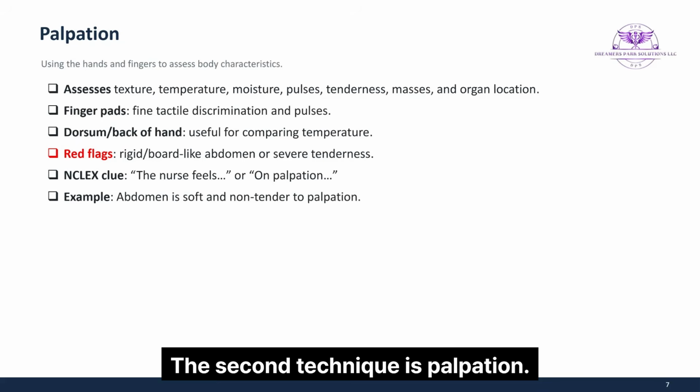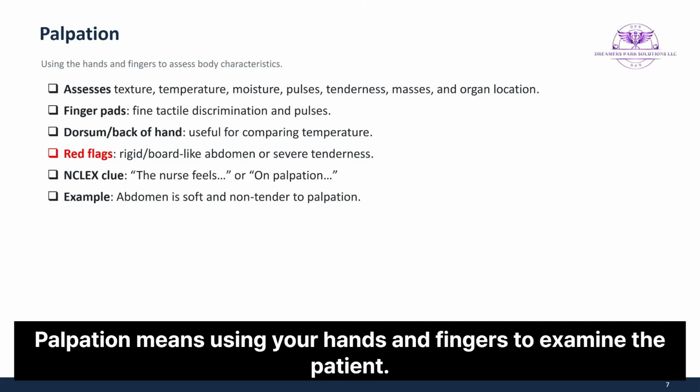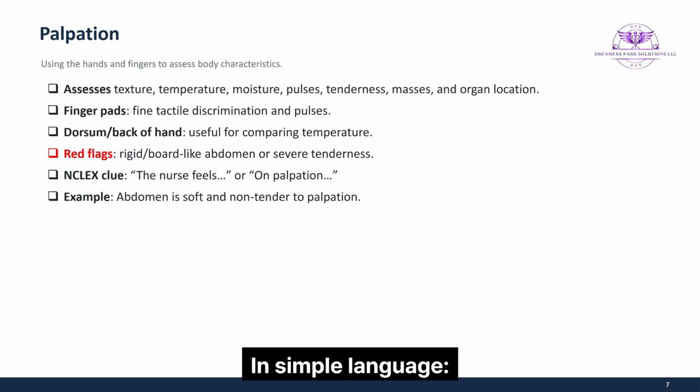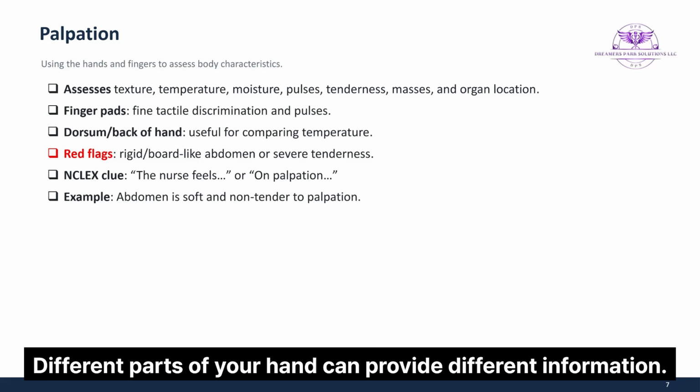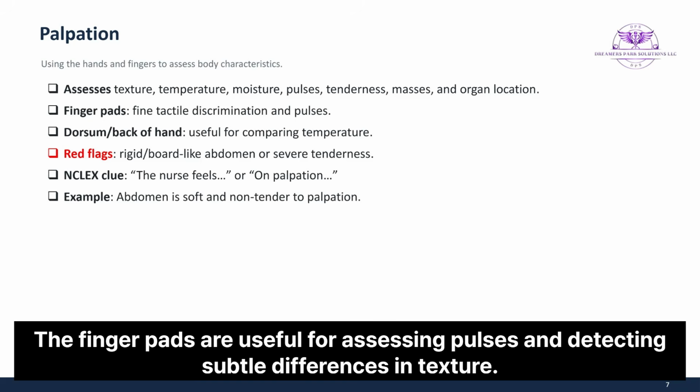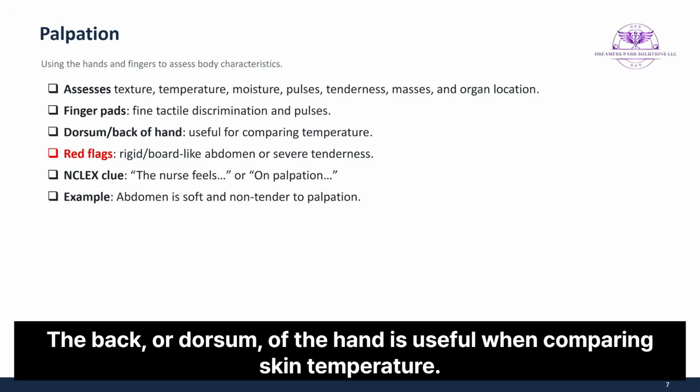The second technique is palpation. Palpation means using your hands and fingers to examine the patient. In simple language, palpation equals touch. Palpation allows the nurse to assess characteristics such as temperature, texture, moisture, pulses, tenderness, and masses. Different parts of your hand can provide different information. The finger pads are useful for assessing pulses and detecting subtle differences in texture. The back, or dorsum, of the hand is useful when comparing skin temperature.